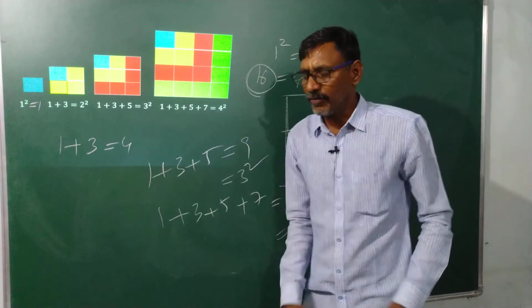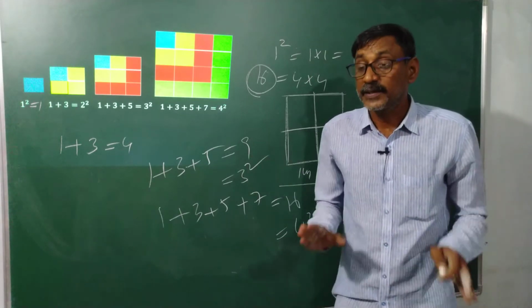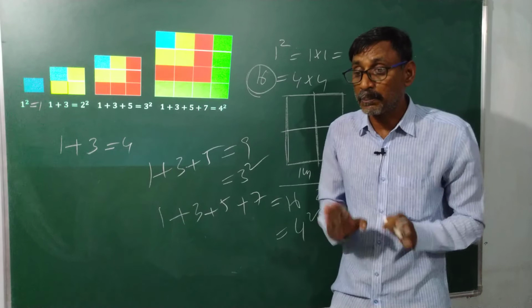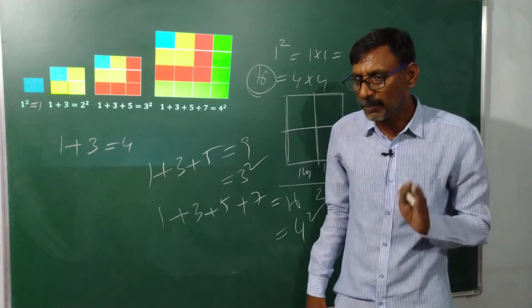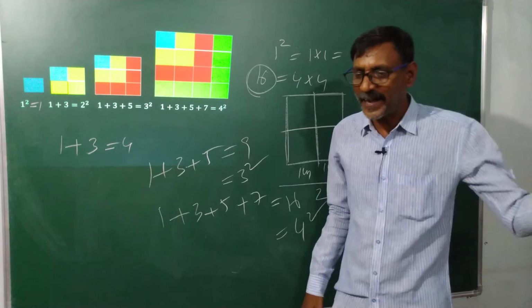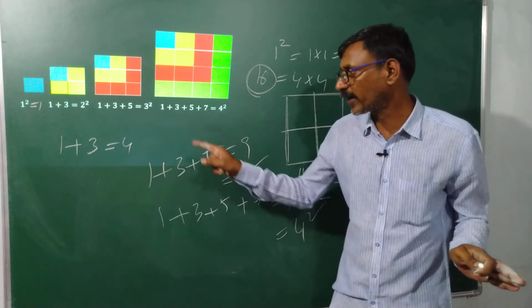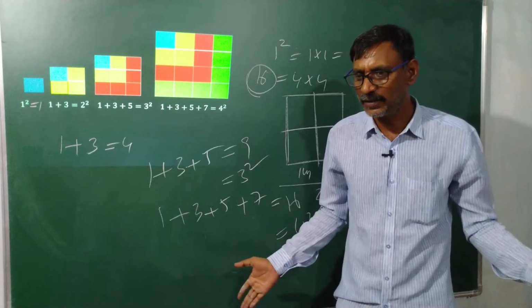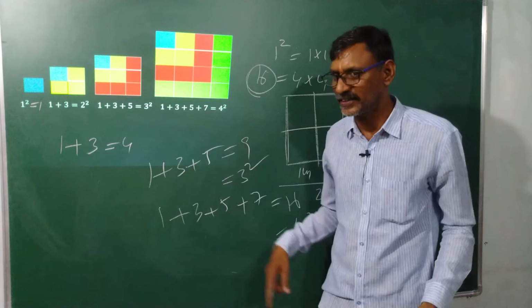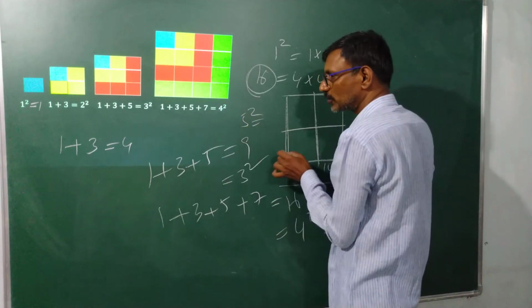By this pattern we conclude that the sum of the first odd natural numbers is a square number. If you take 2, we get 4. If you take 3, the square is 9. If you take the first 5 odd natural numbers, the sum is 5 square, that is equal to 25.